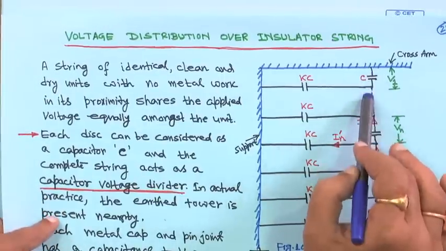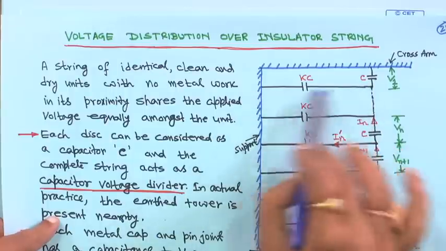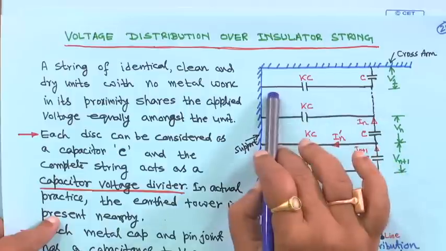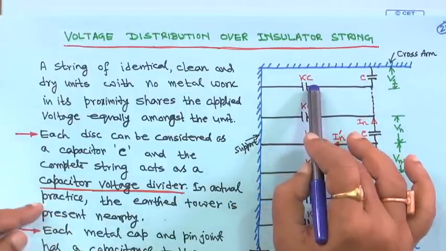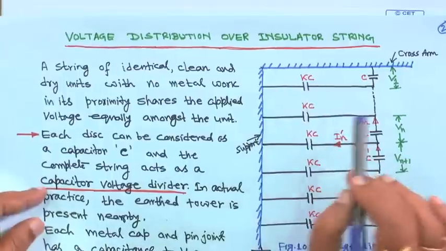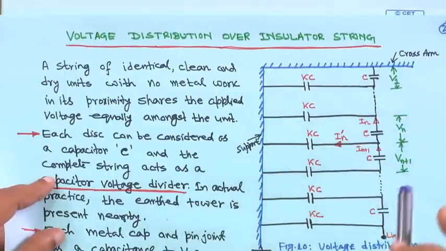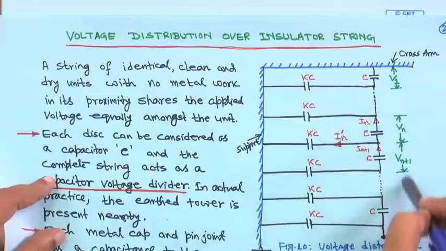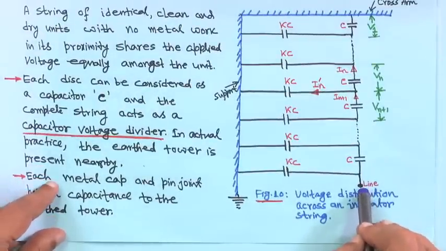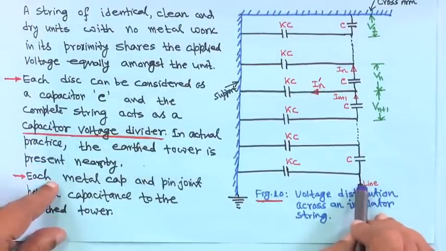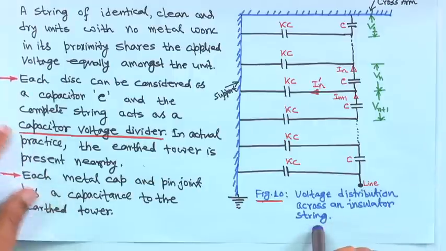And from each piece to the support you also have a capacitance. So, it will be C multiplied by K, where K is a fraction greater than 0 and less than 1. Everywhere we are assuming these are all KC, because of equal distribution, and voltage is V1, V2, up to Vn plus 1, and at the bottom the conductor, the line, is connected. So, this is the general figure of voltage distribution across an insulator string.